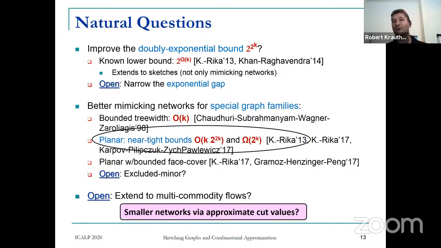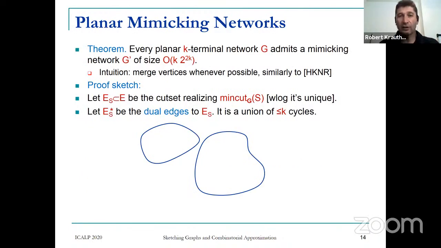And as I said, I don't know how to do it for excluded minor. In the next slide you'll see I'm using the planar drawing, so for excluded minor graphs I'll probably need completely different techniques. So what are you going to do? How do you construct a mimicking network for a planar network? Suppose the theorem is that if the graph is planar, then I can construct a mimicking network of size roughly 2 to the 2K.